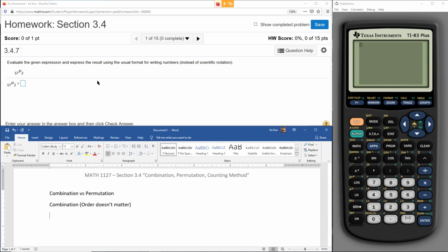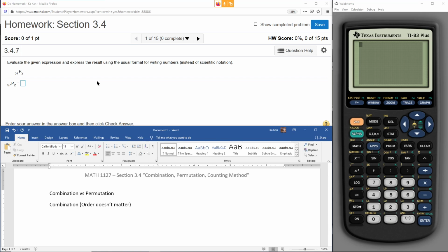You go to the drive-through at McDonald's and you order a Happy Meal or whatever meal you order. Does it matter if they give you drinks before they give you food, or give you fries before they give you the sandwich? Not really. Order doesn't matter. When the order doesn't matter, then it's a combination problem.